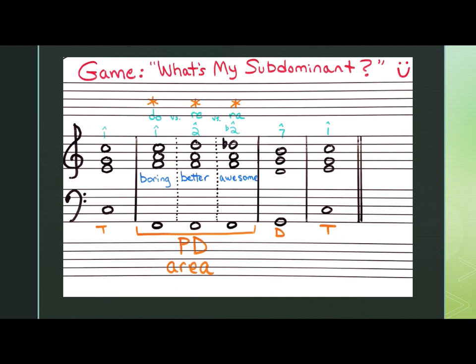See if you can guess what I'm playing. Sounds just like Theory 1 stuff, doesn't it? Do, do, ti, do. Well, that's the 4 chord. That's the boring one. So you have a continuum. Boring, better, awesome, predominant, ti, do.